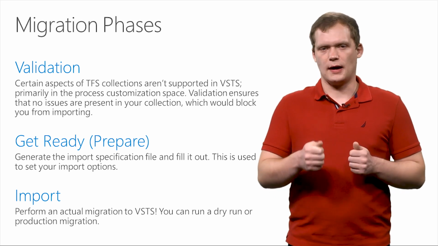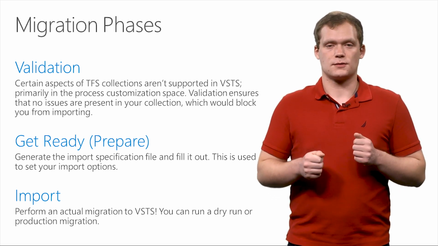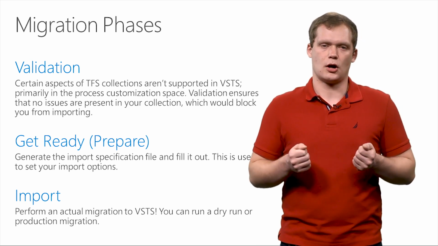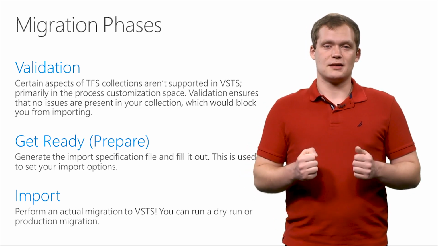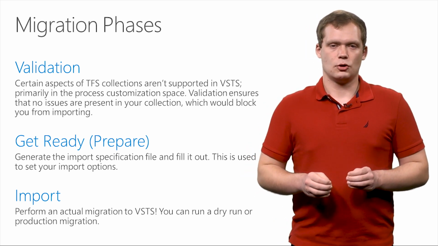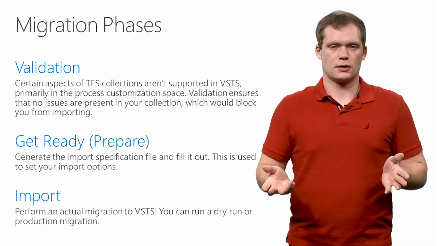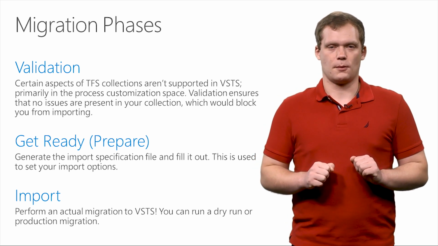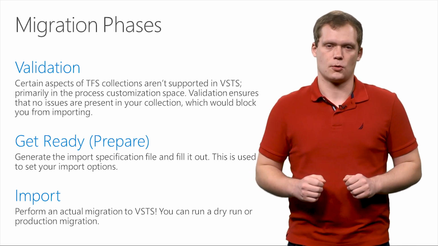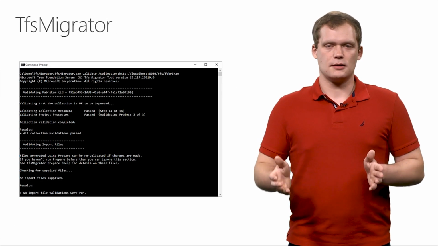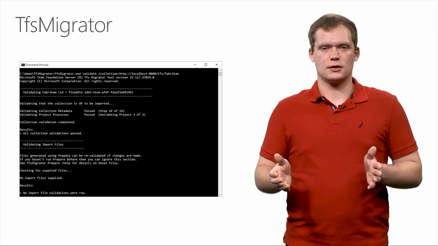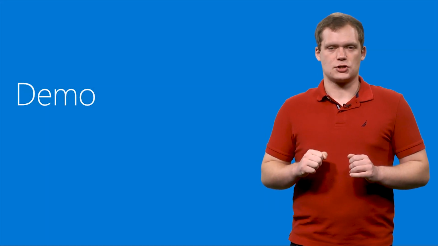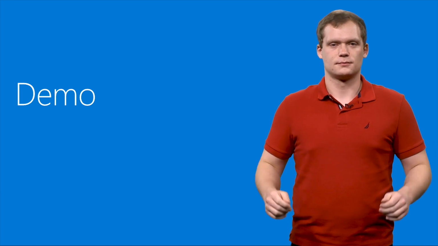Once your collection successfully validates, you'll need to generate an import specification file and fill it out. The import specification file is used to set your import options. Finally, you'll be ready to import your collection database. You will be able to perform a dry run or a production run import using the import service. It is always recommended that you complete a dry run import prior to performing a production import. The steps to validate, prepare, and execute an import are all done using a tool called TFS Migrator. Let's check out the import service in action by actually executing an import.